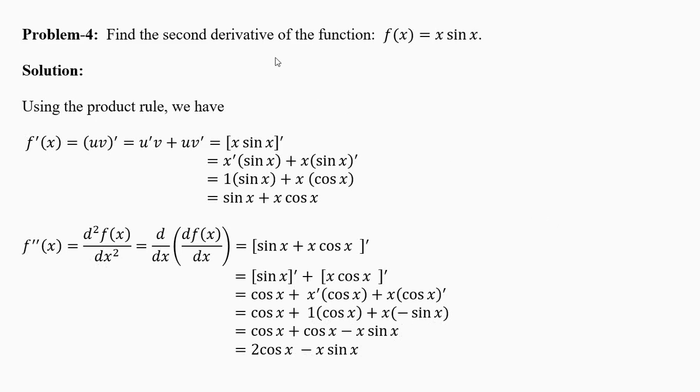Now find the second derivative of the function f of x equal to x sine x. Here we are multiplying two functions. (uv)' is u'v plus uv'. The derivative of x is 1 and the derivative of sine x is cos x. So 1 into sine x plus x into cos x gives sine x plus x cos x.